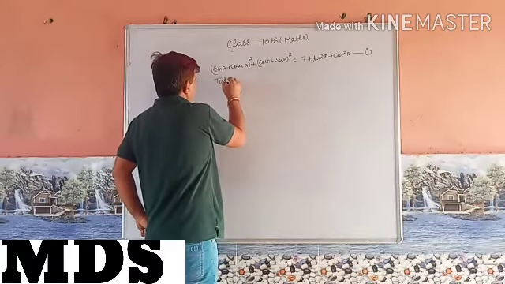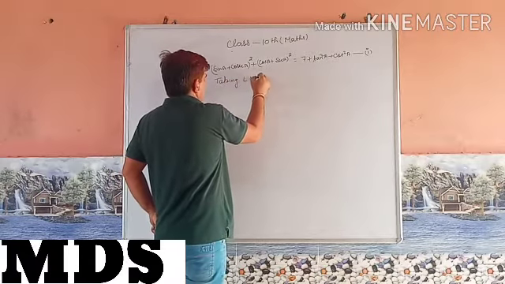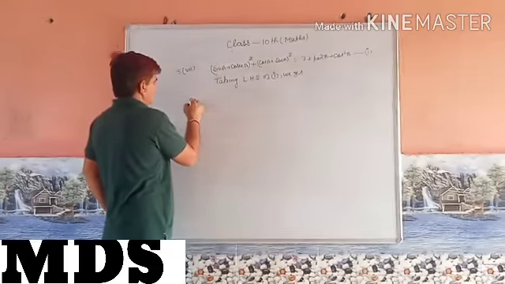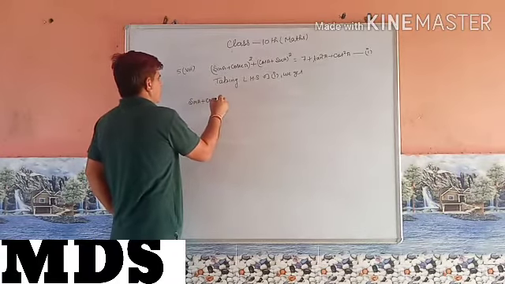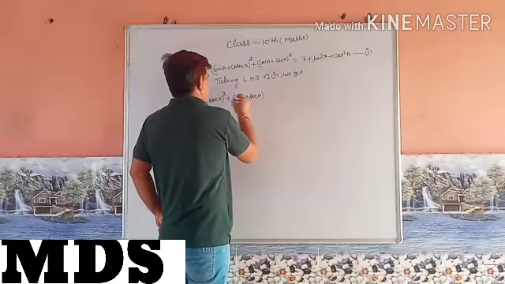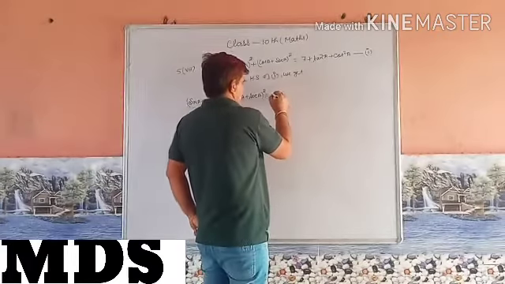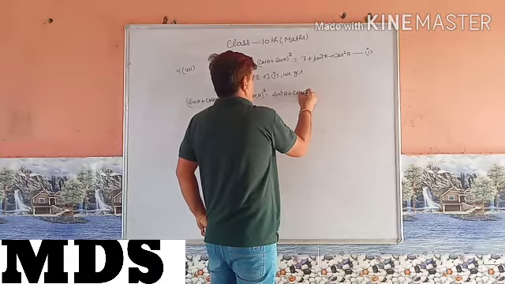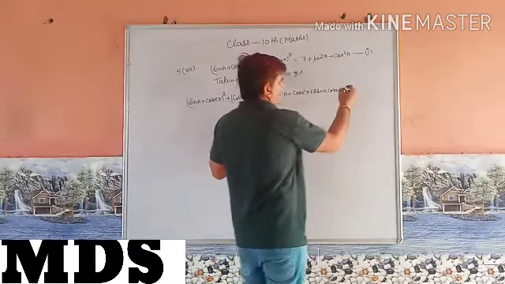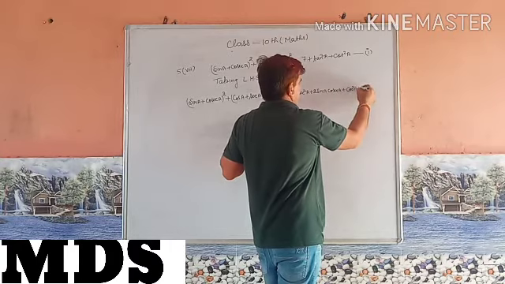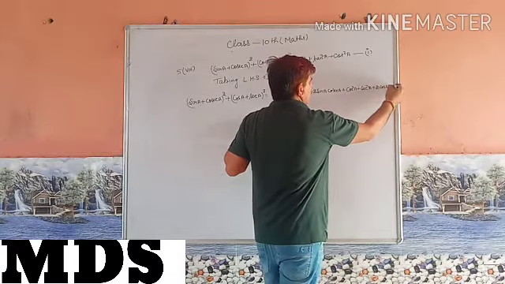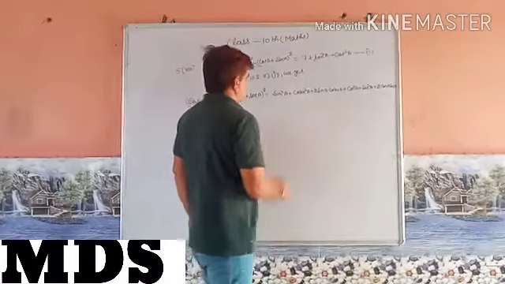Taking LHS, so this you can write (sin A plus cosecant A) whole square plus (cos A plus secant A) whole square. So sine square A plus cosecant square A plus 2 sin A cosecant A, plus cos square A plus secant square A plus 2 cos A secant A. Understood this or not understood?